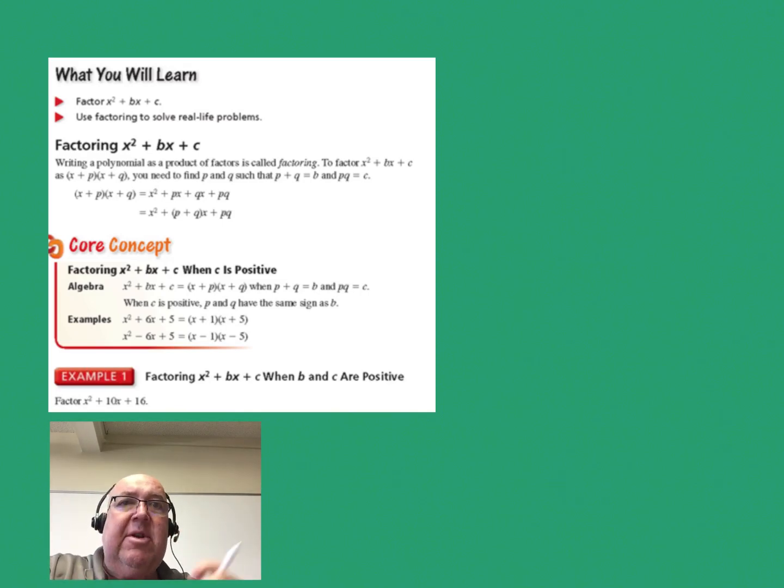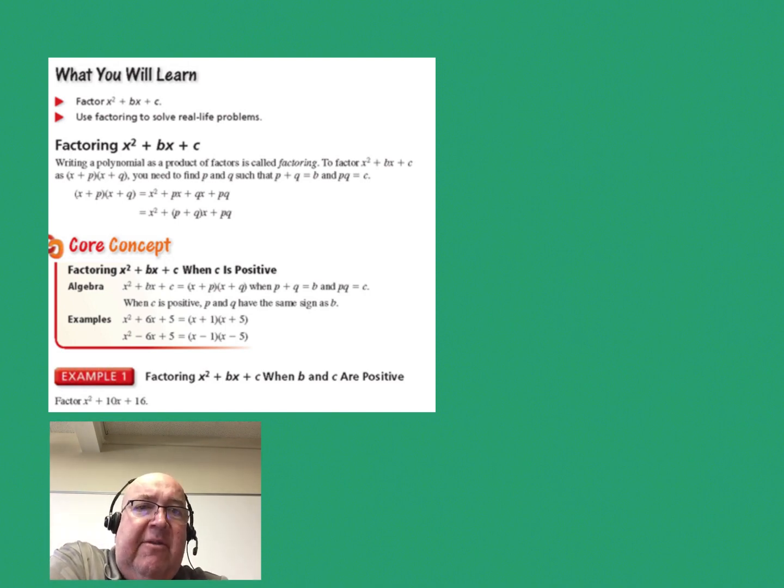Okay, today we're going to start factoring polynomials, which is a fancy word for saying taking them apart into two binomials that multiply to equal that polynomial or trinomial. So we're going to start where our leading coefficient is 1.